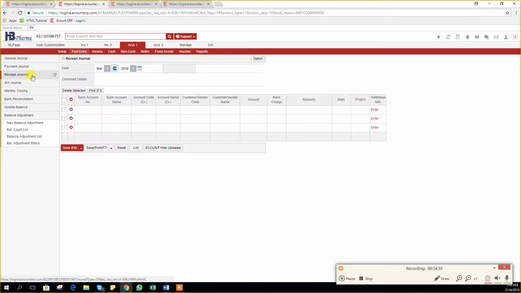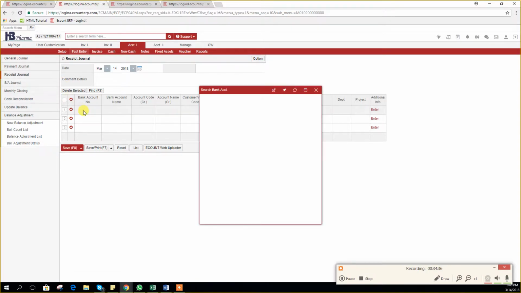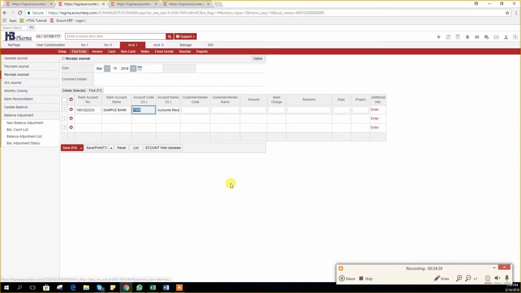Receiving money is a receipt journal, okay? So payment is when you pay out money. Now, when you receive money, inside which bank? You must tell the system. Now you must credit out which account?